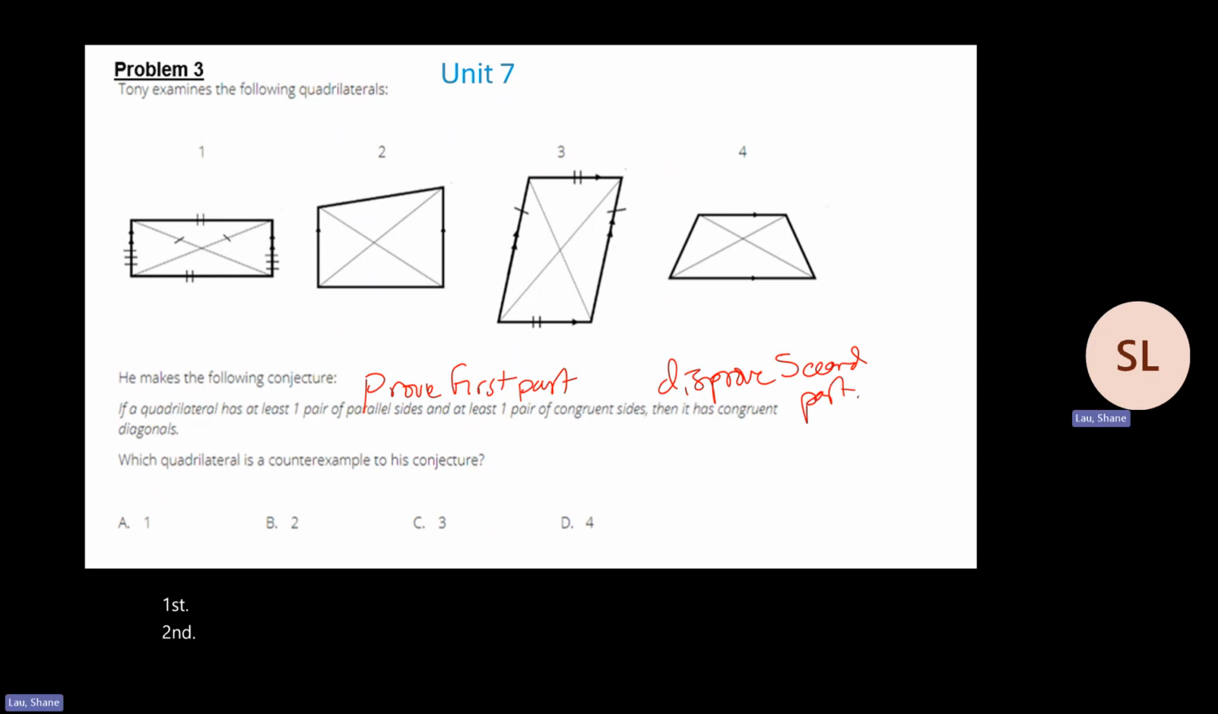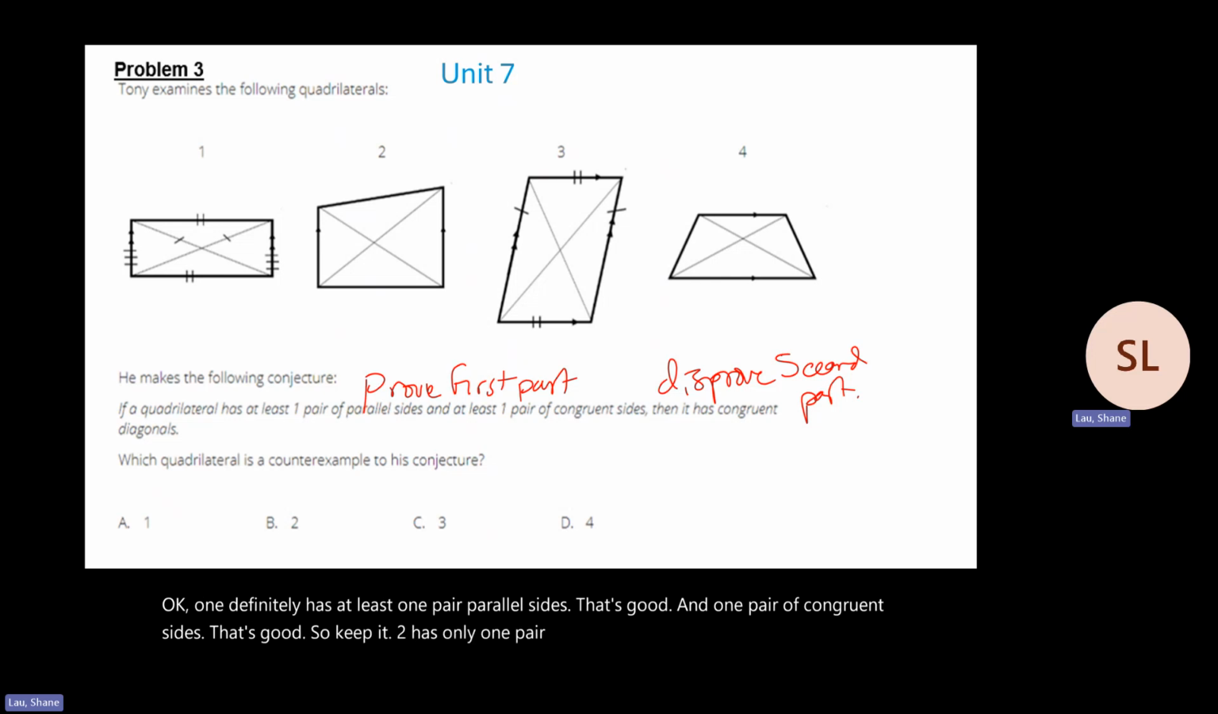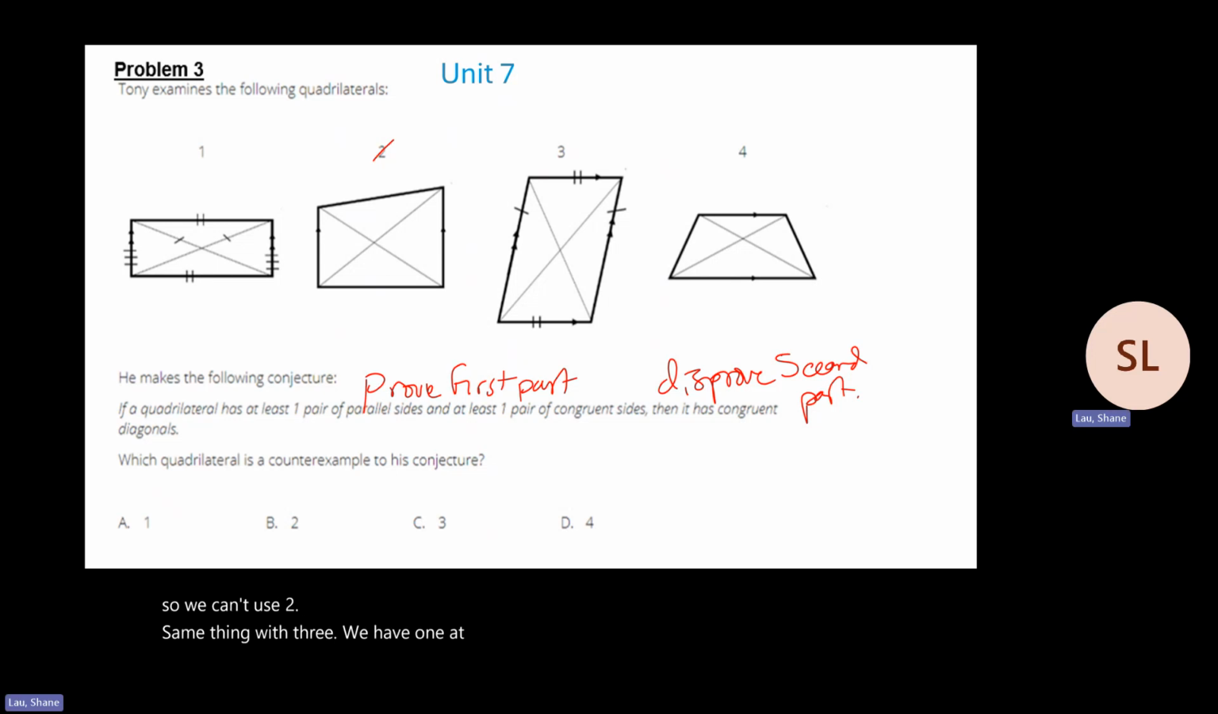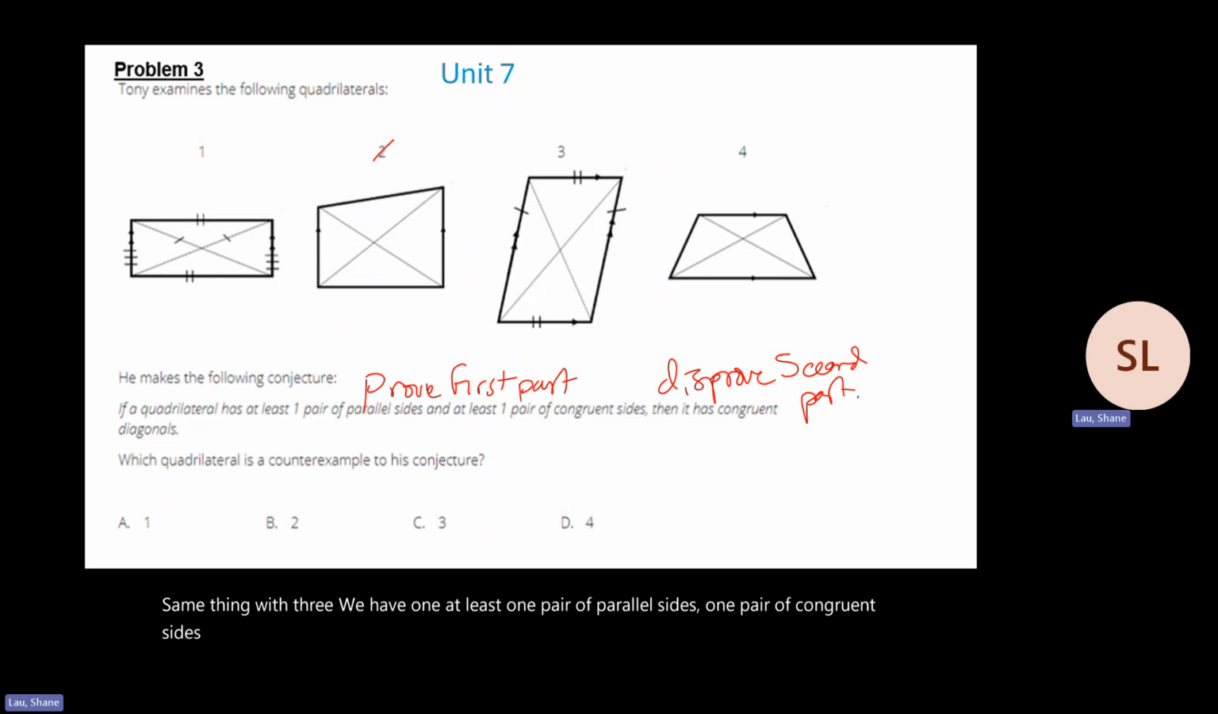Okay. So if a quadrilateral has at least one pair of parallel sides and at least one pair of congruent sides, so looking at all these quadrilaterals, okay, 1 definitely has at least one pair of parallel sides. That's good. And one pair of congruent sides. That's good. So we'll keep it. 2 has only one pair of parallel sides. They're not congruent, so we can't use 2. Same thing with 3. We have at least one pair of parallel sides, one pair of congruent sides, so we'll keep it. 4 is a trapezoid. It only has one pair of parallel sides, and it doesn't necessarily have congruent sides.